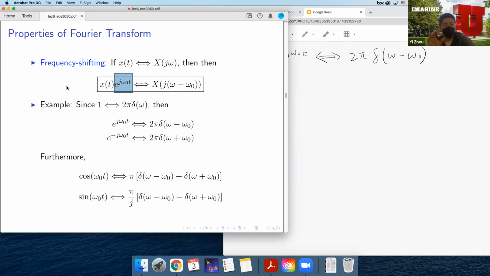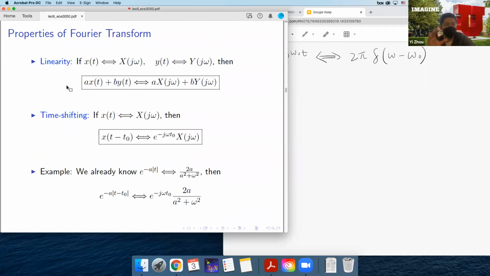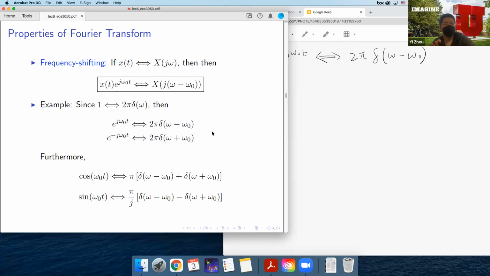Therefore, the frequency shift and the time shift are kind of dual to each other. In the time shifting property, we say that a shift in the time will cause a change of the phase in the frequency domain. And in the frequency shifting property, we have that a change of phase in the time domain will lead to a shift in the frequency domain. So it's kind of symmetric to each other.